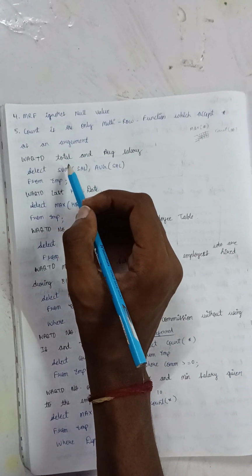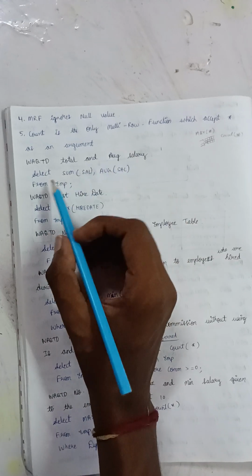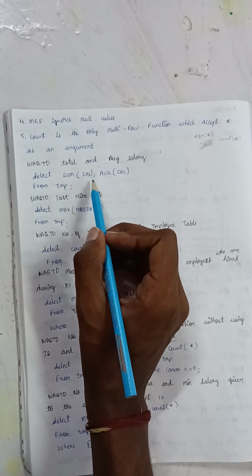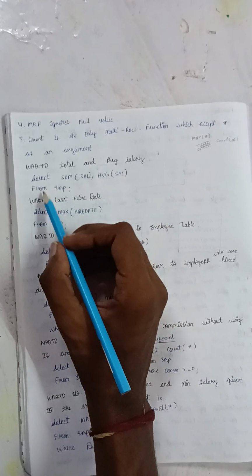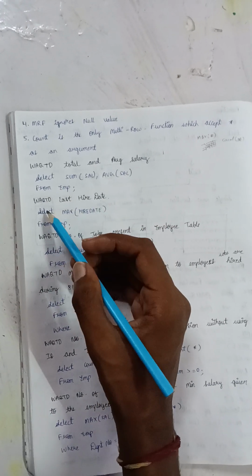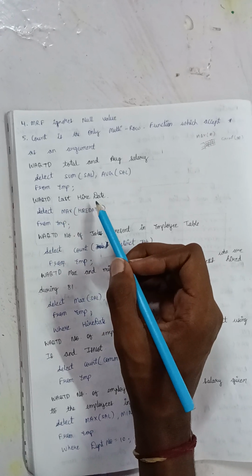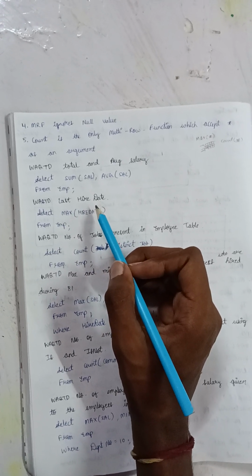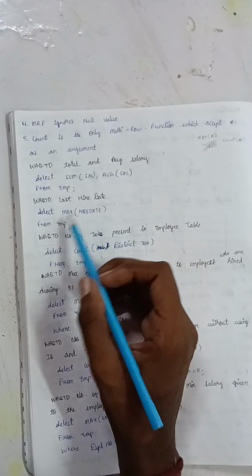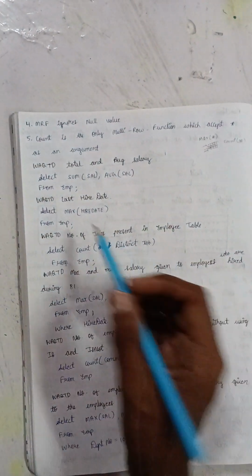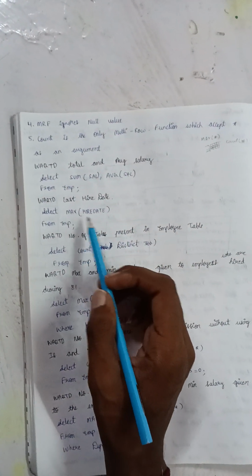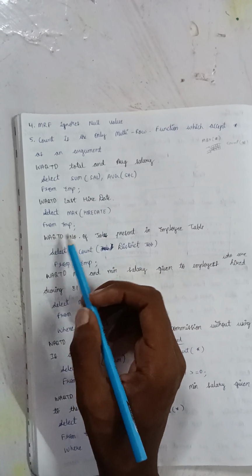Write a query to display total and average salary. Select sum of sal, comma average of sal from EMP. Write a query to display the last hire date. Last hire date means the highest hire date. Select max of hire date from EMP.